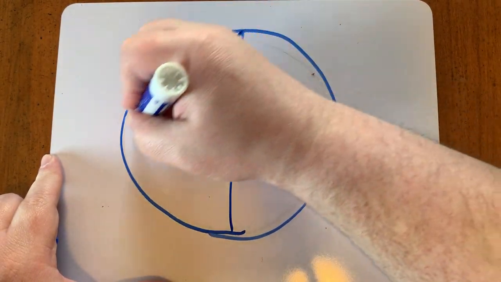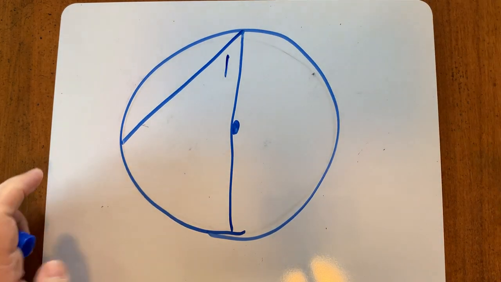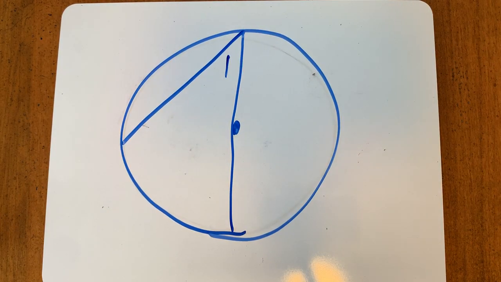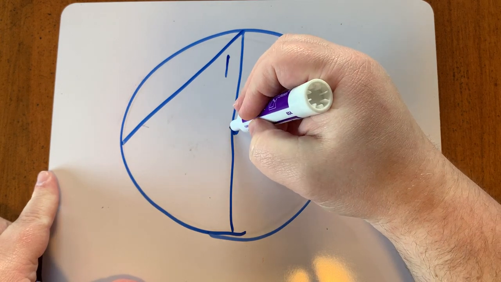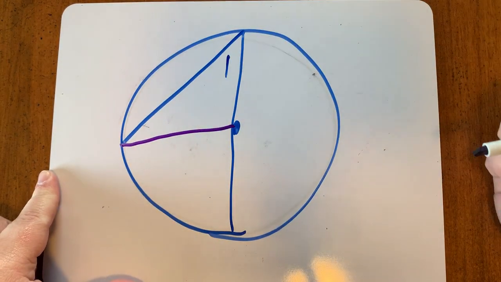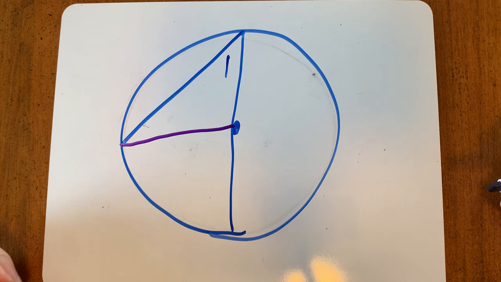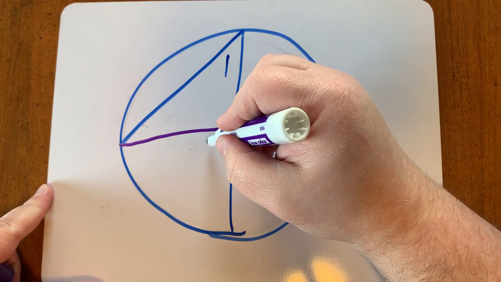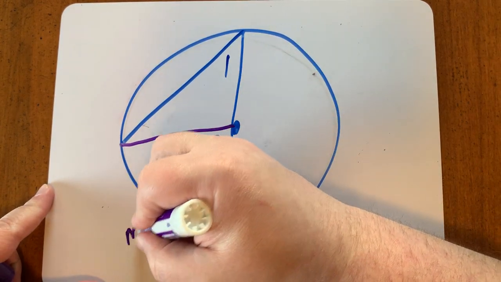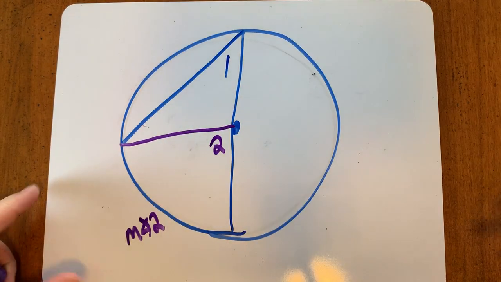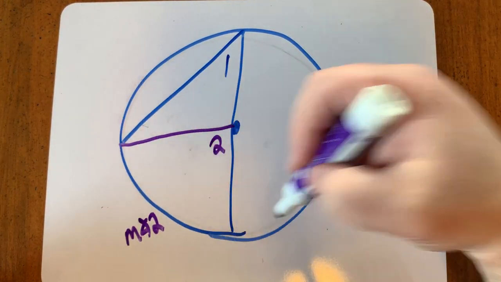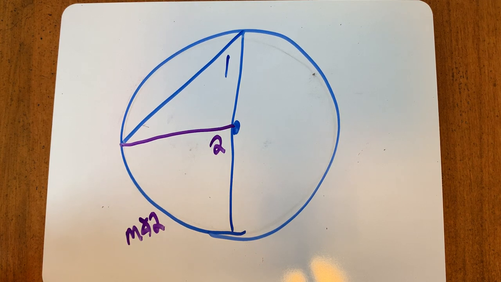So one of the chords is an inscribed angle. One of the chords is a diameter. Now, if we draw the radius to the endpoint of the other chord, we just made our central angle, whose measure is the same as the intercepted arc.